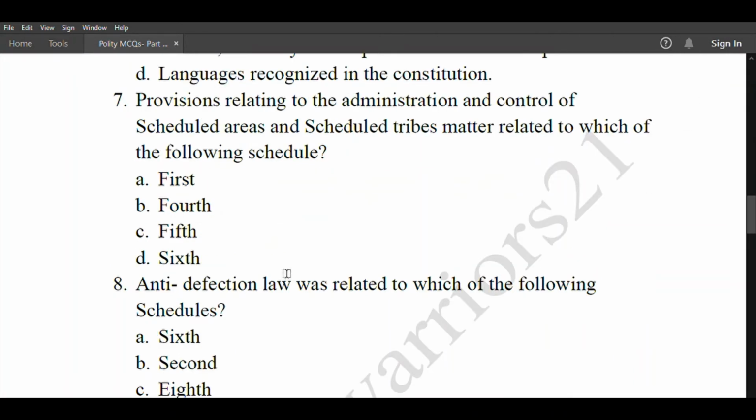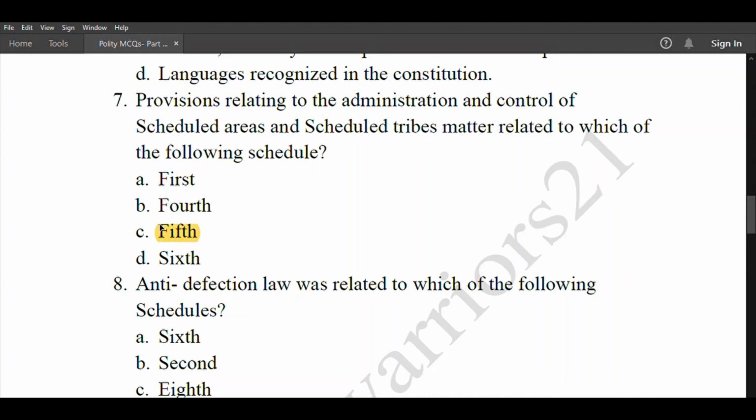Here comes the next question, that is provisions related to the administration and control of scheduled areas and scheduled tribes matter is related to which of the following schedules? A. First, B. Fourth, C. Fifth, and D. Sixth. Here the option is fifth.